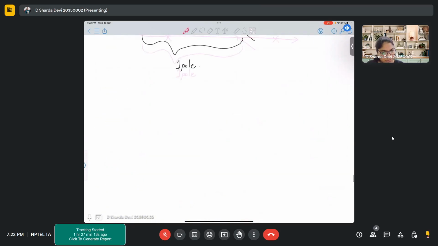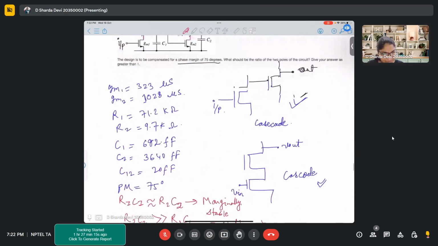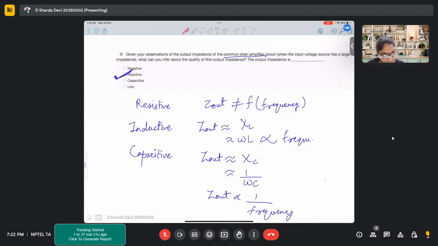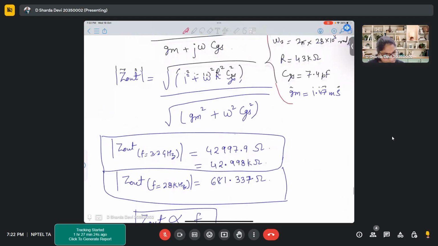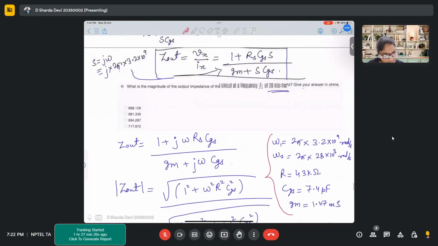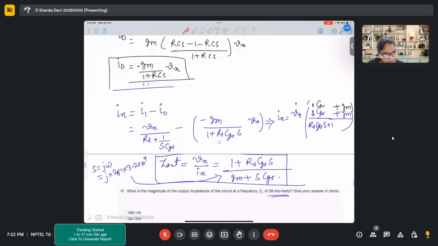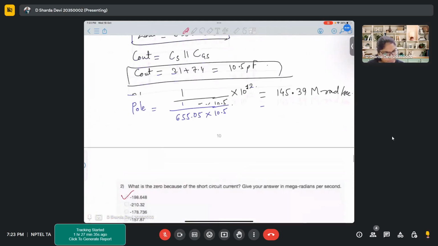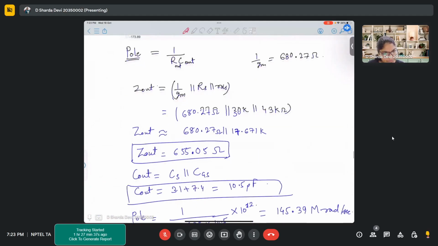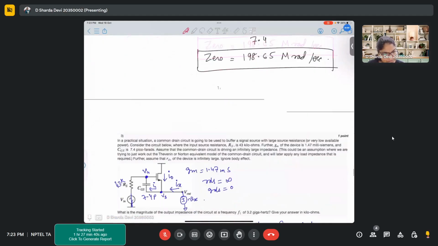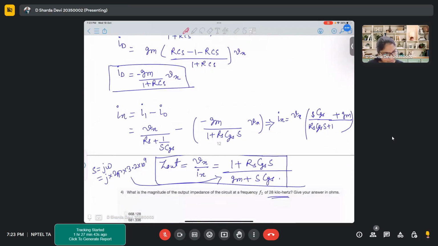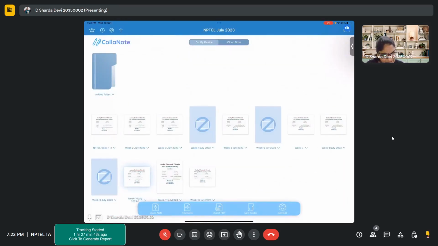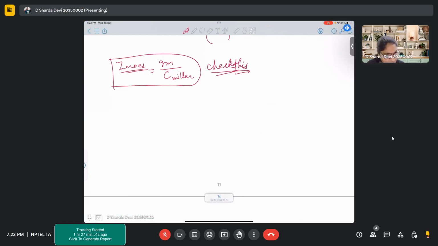Z out, I think we didn't calculate Z out in this. I don't know, was it a week before? In a single stage, we did calculate Z out. Cascade, we did, I guess, but in which week I am not very sure.